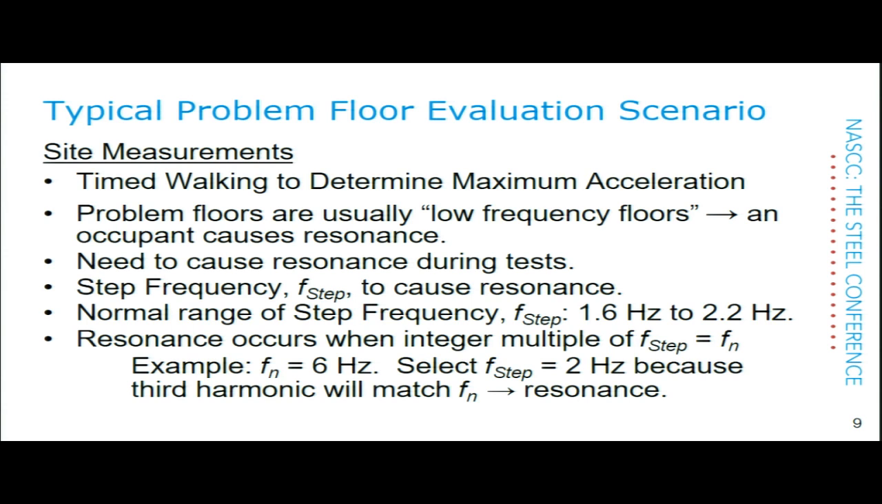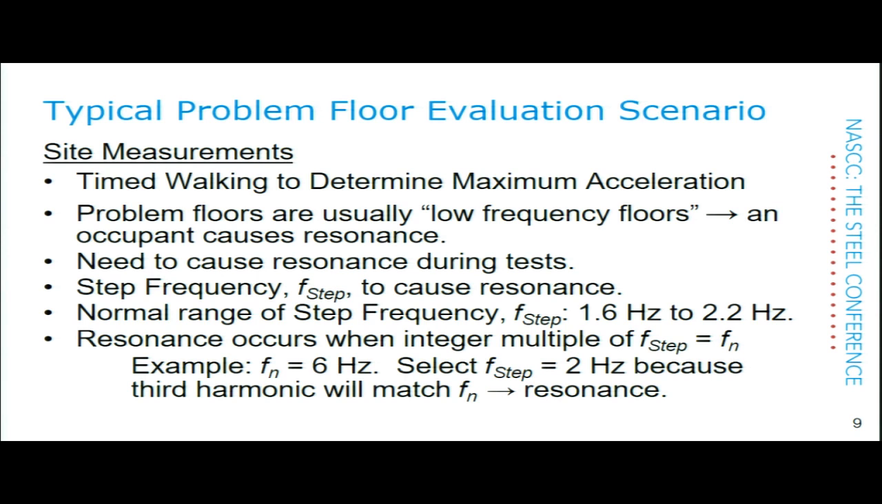In order to do that, we need a step frequency. The normal range of step frequencies is 1.6 hertz to 2.2 hertz. So the walking frequency for the measurement has to be within that range if we're doing a reasonable test. Resonance occurs when a multiple of the step frequency equals the natural frequency of the floor. So for example, if we measured a floor that had a 6 hertz natural frequency, we start dividing that by integers. Of course, you know ahead of time what it's going to be, but in this case, we would divide by 3 and we'll get 2 hertz.